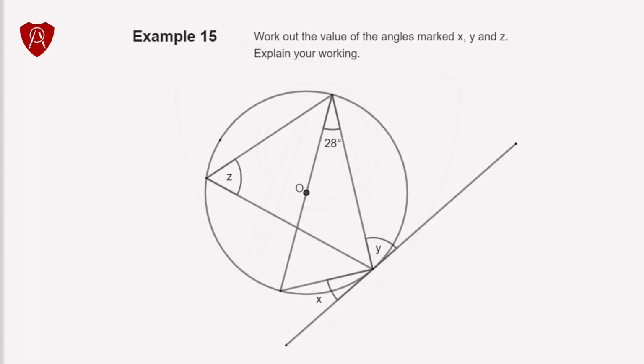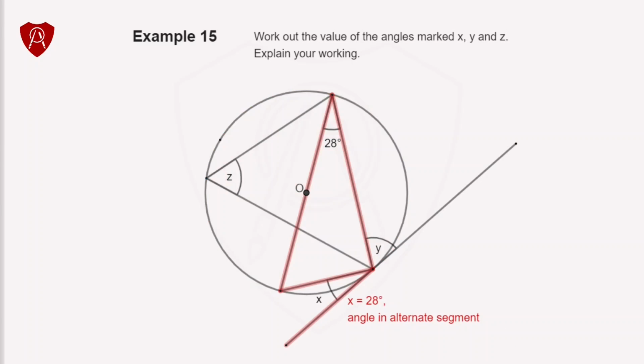Example 15. Let's start with X. It is the angle between the tangent and the chord. And the angle in the alternate segment with respect to X is this 28 degrees. So X is also equal to 28 degrees.